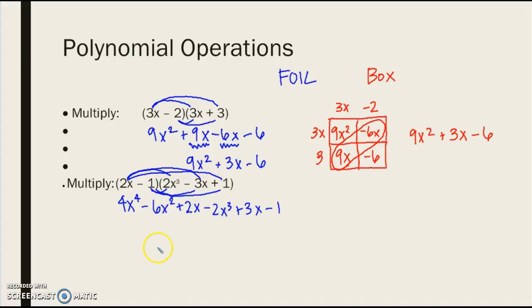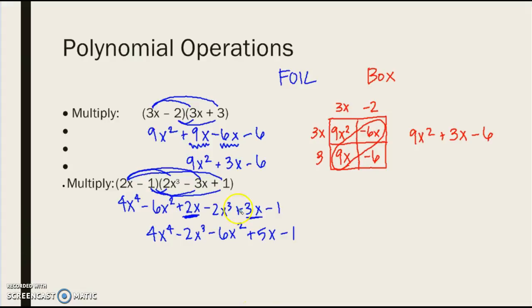Now I've got to look for my like terms. My biggest exponent is 4x to the 4th. Nothing goes with it. Right? Then I've got a 2x cubed over here. Okay, a negative 2x cubed. Right? Then I've got a negative 6x squared. And then I've got 2x and 3x to give me 5x, and then I've got minus 1. So the only like terms I had in that whole thing were just the 2x and the 3x, and that's okay. Alright, so that's how we do it by the FOIL method, or the similar method.